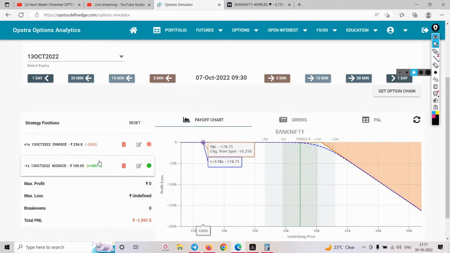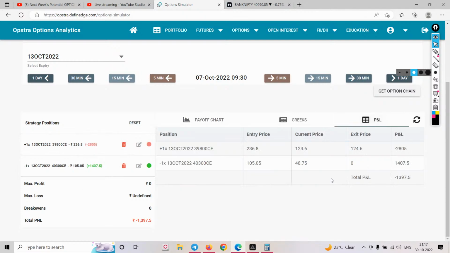Now you guys tell me, to convert it back to a strangle, what do I have to do? What strike do I have to take? What premium? If someone can answer this question, I would feel happy. Come on, friends. I want this to be very interactive.